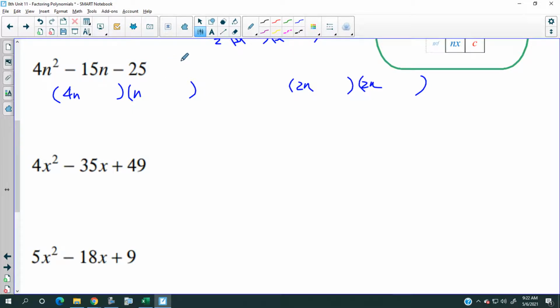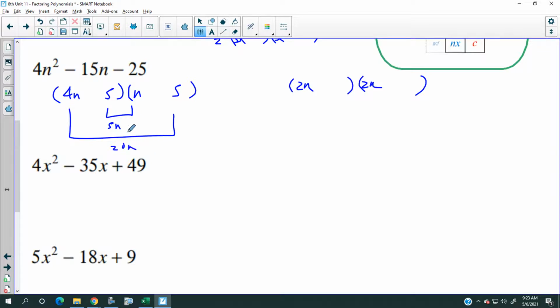Now let's see. Immediately I'm thinking 5, 5, and you know what? That's gonna work. Because 5 times 5 is 25, and then this would be 5n, and that would be 20n. And I know that 20 and 5 can somehow give me negative 15. At least I can try. I need that number in the middle to be negative, so the bigger number should be negative. So this has to be a negative and that's positive.